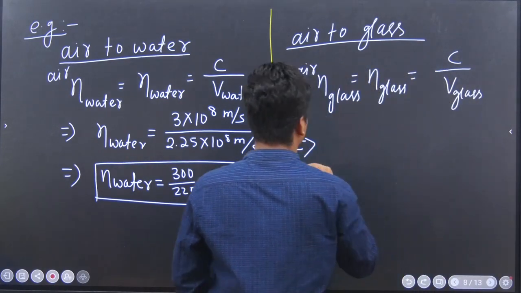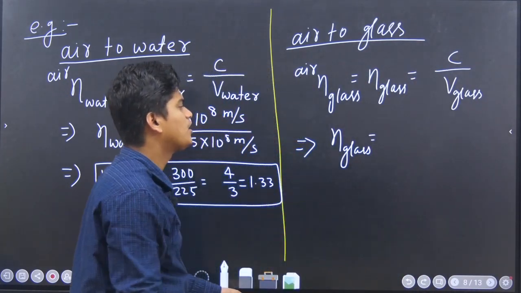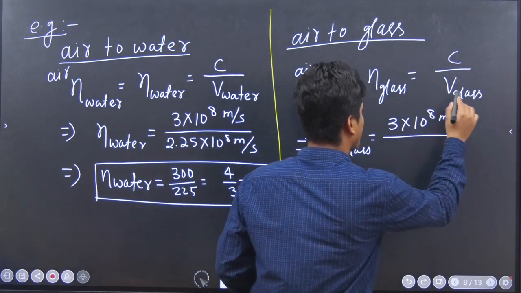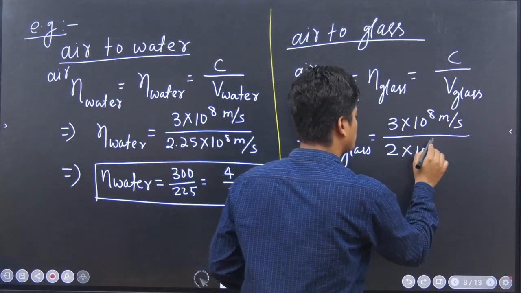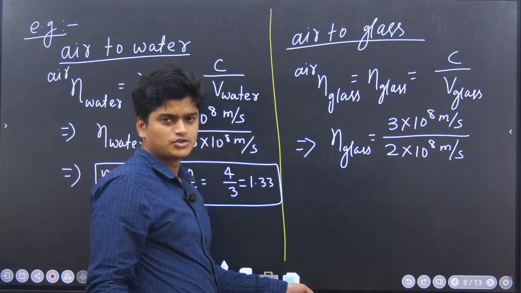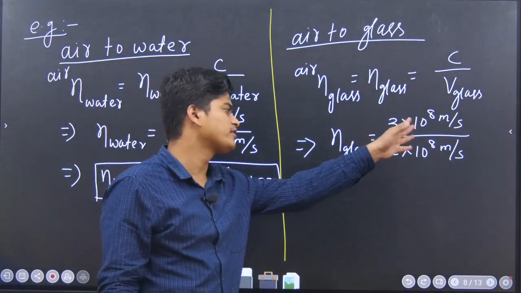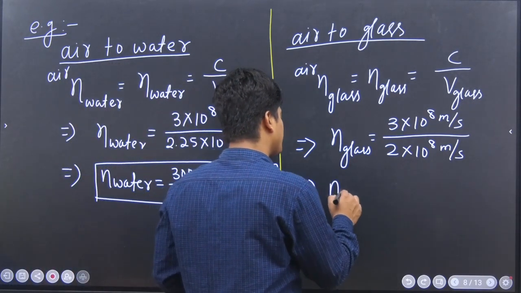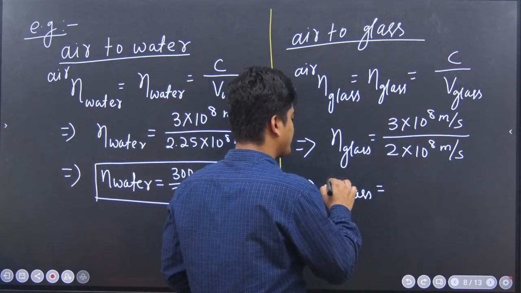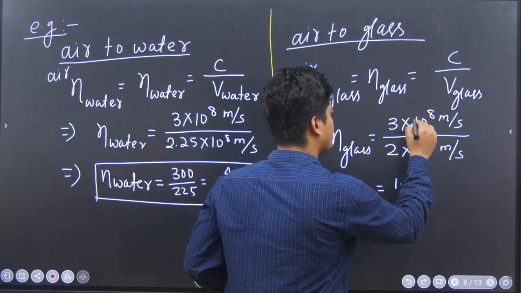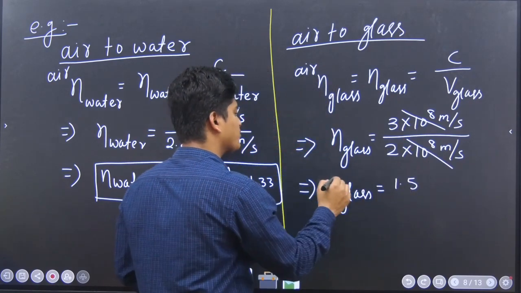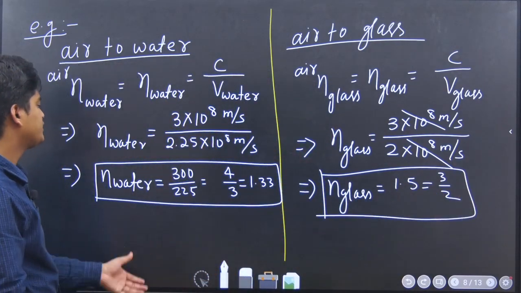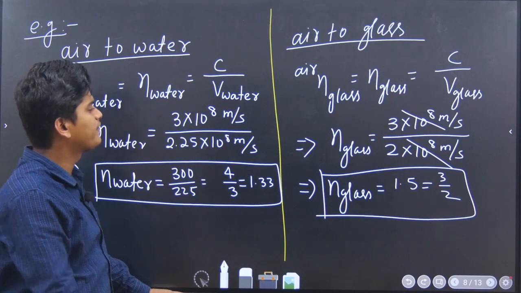Okay. Now understand one thing here, eta glass or the refractive index of a glass medium is nothing but 3 into 10 to the power 8 meter per second, and V glass is 2 into 10 to the power 8 meter per second. So the velocity of light in glass medium is 2 into 10 to the power 8, in water medium 2.25 into 10 to the power 8. Now if you calculate, how much will you get? The 10 to the power 8 cancels. Now 3 by 2 is 1.5, or you can write 3 by 2. So this is your refractive index in glass medium. This is the refractive index of water medium. This is your absolute refractive index.